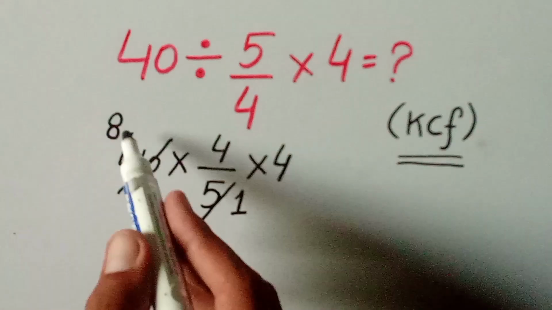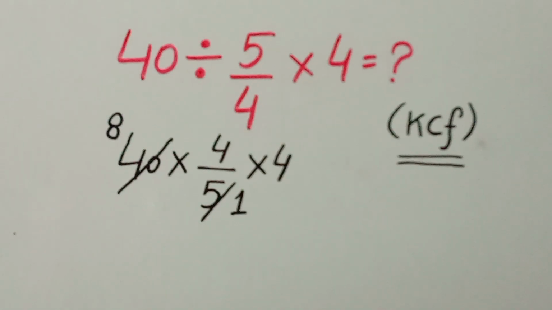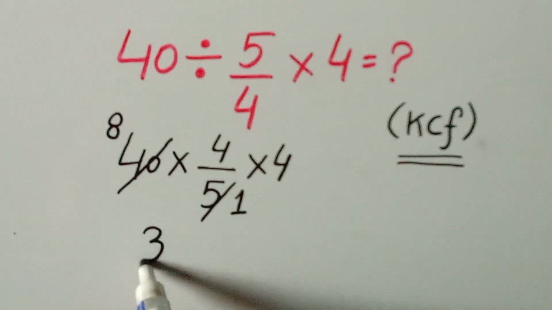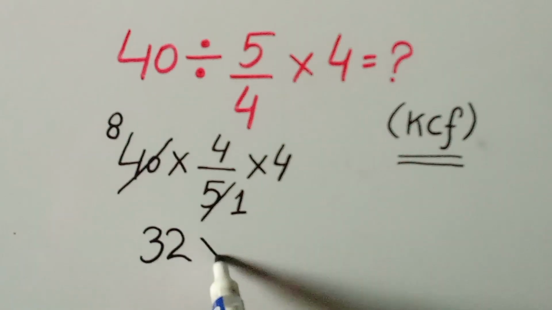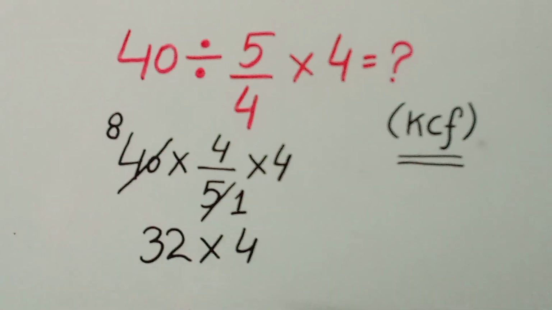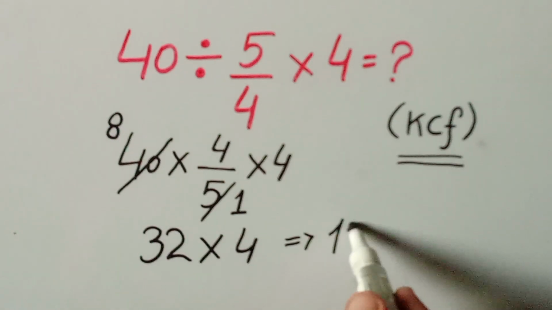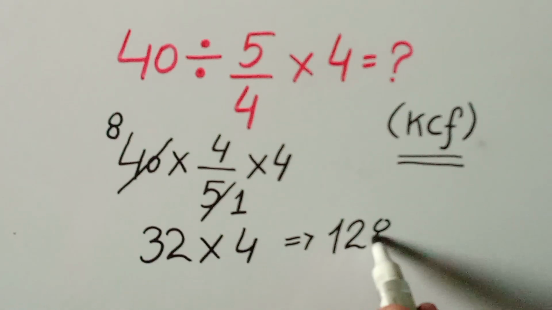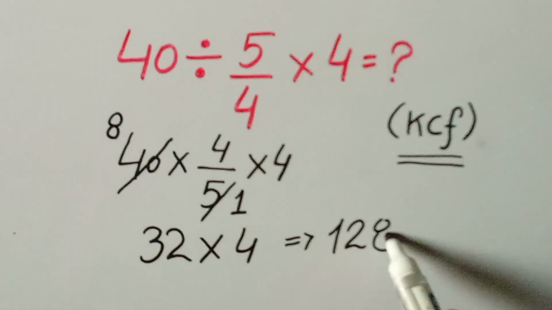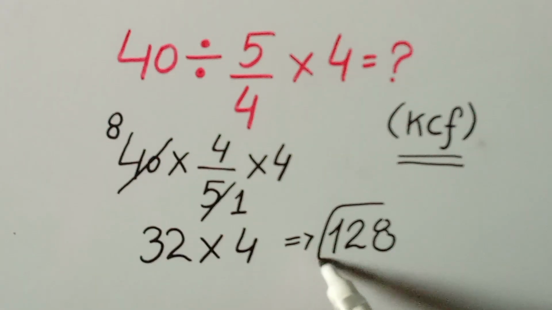Now here guys, 8 multiplied by 4 is 32, times 4. 32 times 4 equals 128. Guys, this is the final answer of this expression.